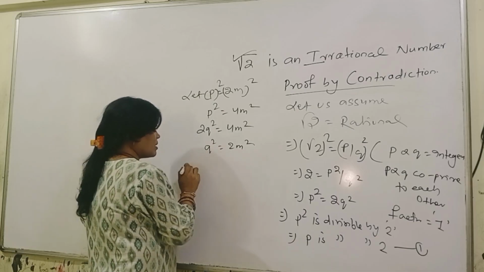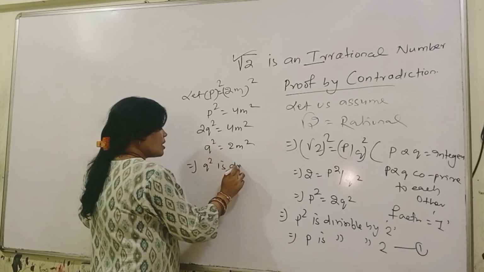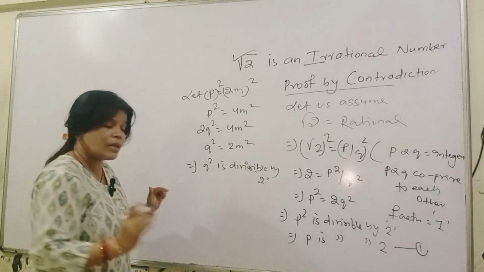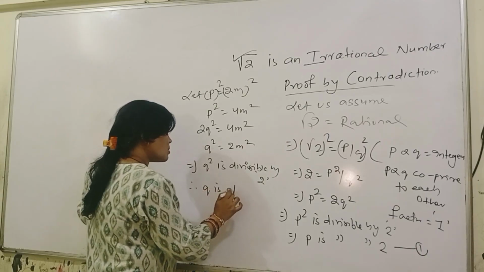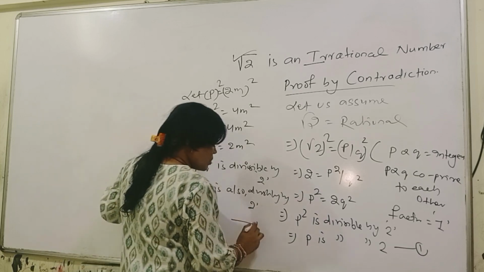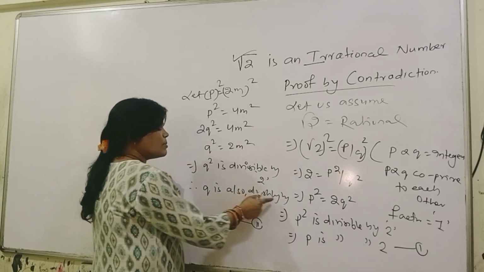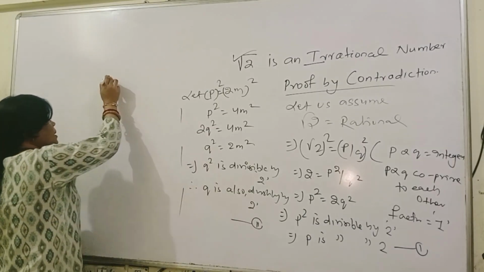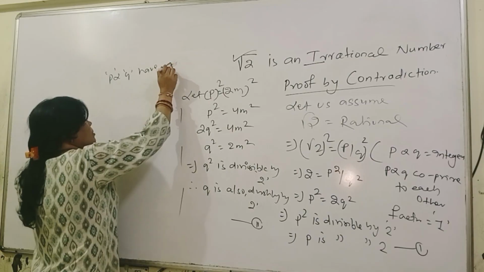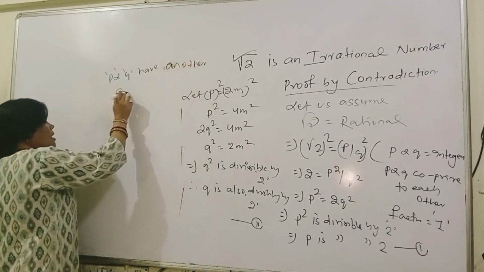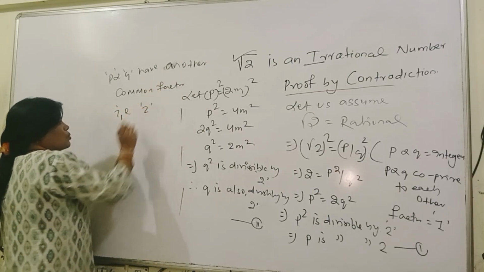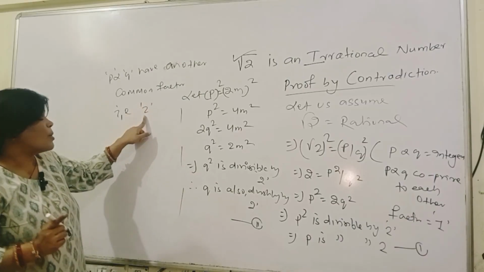Q square is twice of something. That implies Q square is divisible by 2. अगर Q square 2 से divisible है तो Q definitely divisible होगा. Therefore, Q is also divisible by 2. ये equation 2. P is divisible by 2. Q is divisible by 2. It means P and Q have another common factor, that is 2. P और Q दोनों का और एक कॉमन फैक्टर 2 हमें मिला.